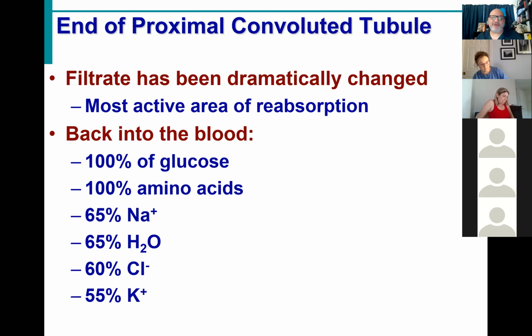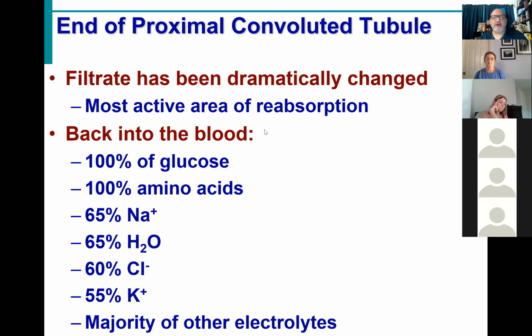The volume has changed dramatically. We're at practically a third of what we started with. And a lot of the other materials are gone as well. Basically, what we're left with at this point is water, wastes, and ions. These are the things that are pretty much left at the end of this process. But there's still a lot of water. There's still a lot of ions that need to be reabsorbed. And that is going to be one of the major functions of our loop of Henle, where we're going to go next.